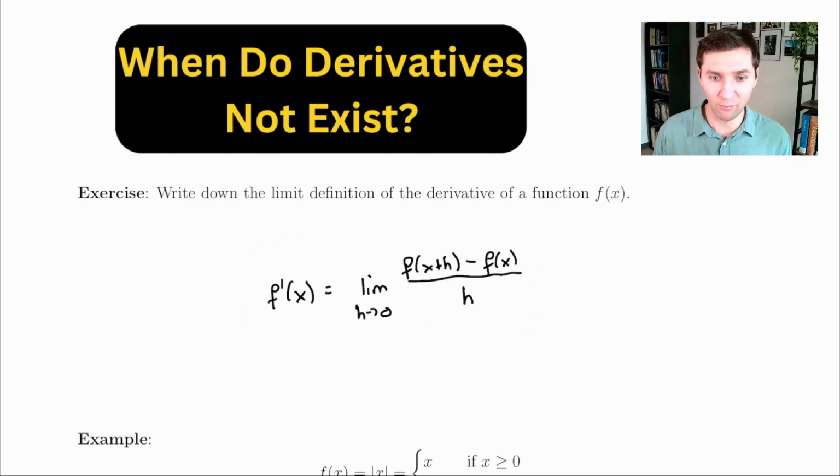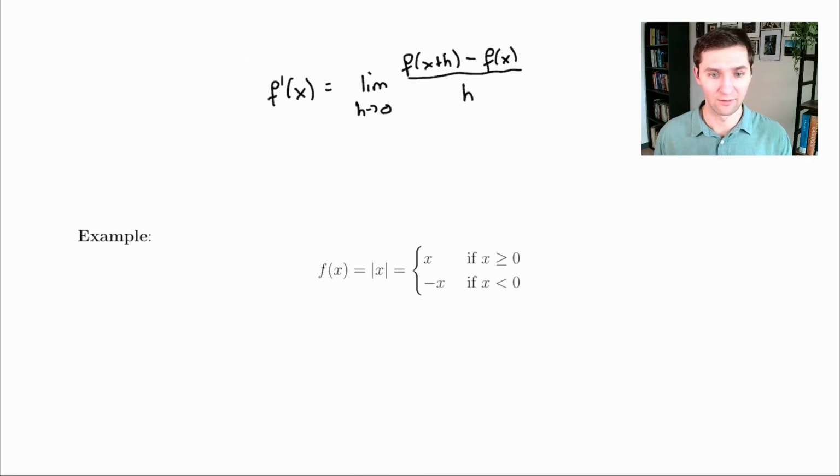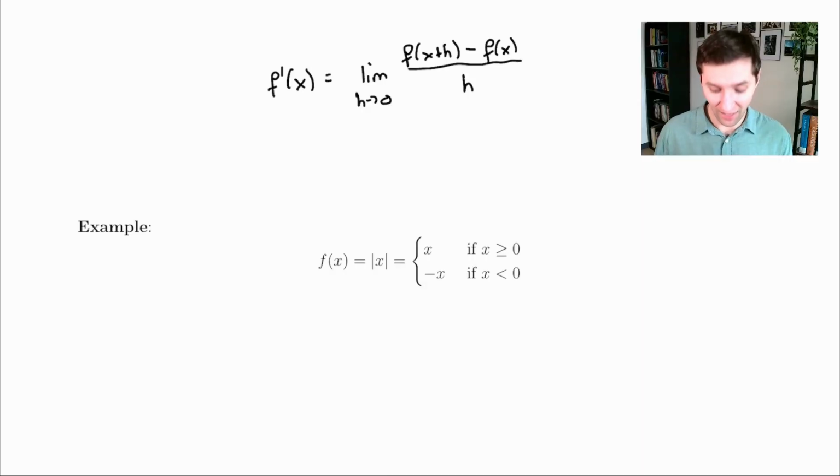Let me give you an example of a function where the derivative does not exist at x equal to 0. The function is absolute value of x. If you don't know how to deal with limits that involve absolute value, I will add a link in the video description leading you to a video in which I explain how to compute limits that involve absolute value.